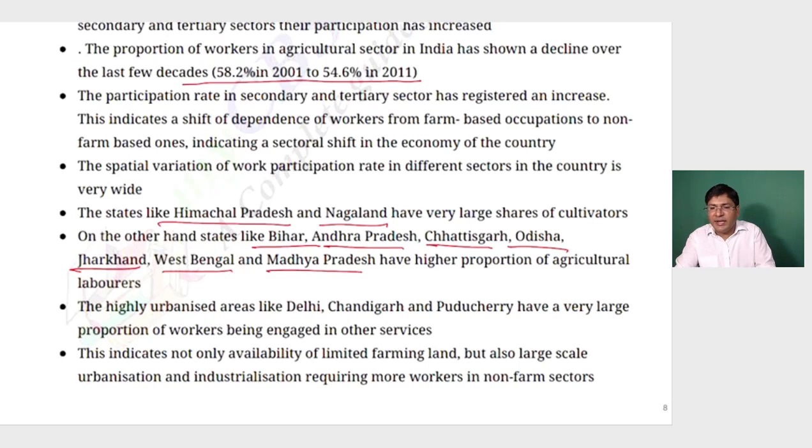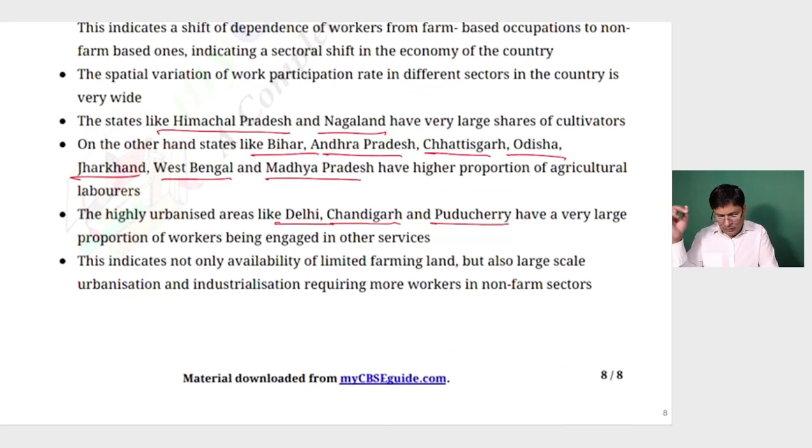The highly urbanized areas like Delhi, Chandigarh, Puducherry have a very large proportion of the workers being engaged in the other services. So big cities like Delhi, Chandigarh and Puducherry, these are the union territories. In these union territories, the people are engaged in the other services than the agriculture. This indicates not only availability of limited farming land, but also large-scale urbanization and industrialization requires more workers in non-farm sectors.